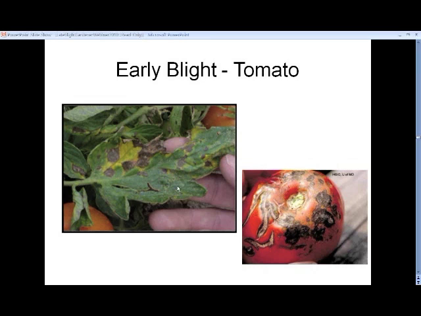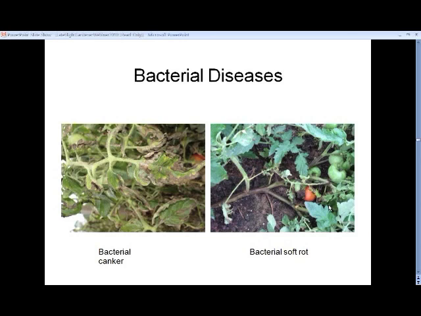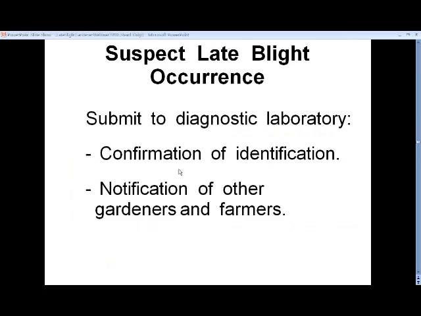Early blight's another common disease of tomato. Very small leaf spots compared to late blight, and the symptoms on the fruit are quite different from what you see with late blight. There are several bacterial diseases. I'm showing two here. Bacterial soft rot, which can hit the stems. With this disease, you wouldn't be seeing any symptoms on the leaves, one way to distinguish it from late blight. And bacterial canker, much more of an edge look to the symptoms. There's also bacterial speck and spot that create very small spots on the leaves, very different from late blight.